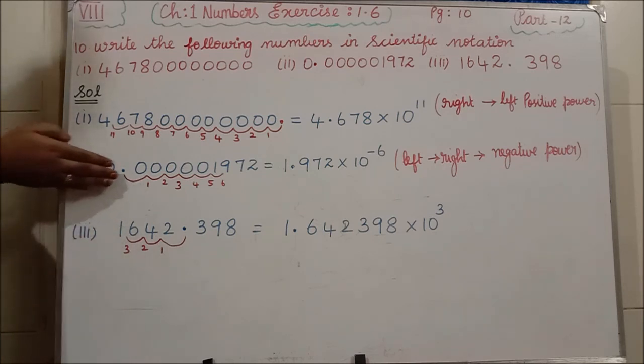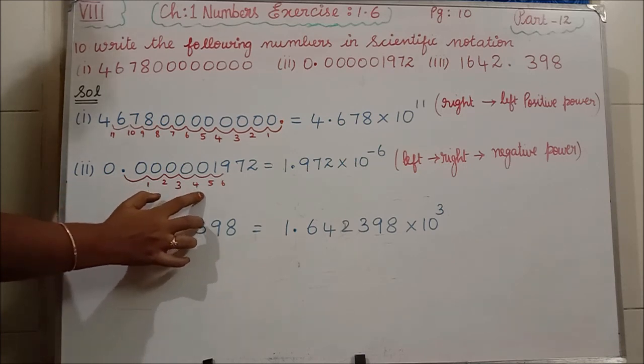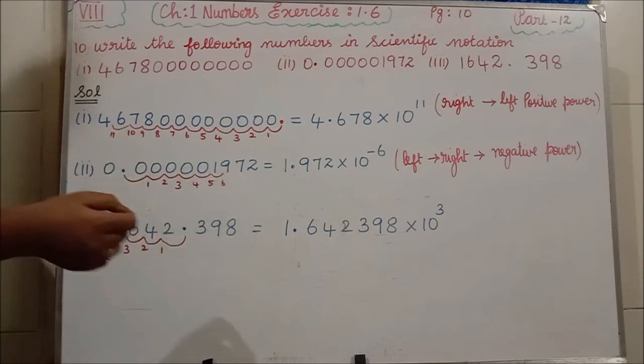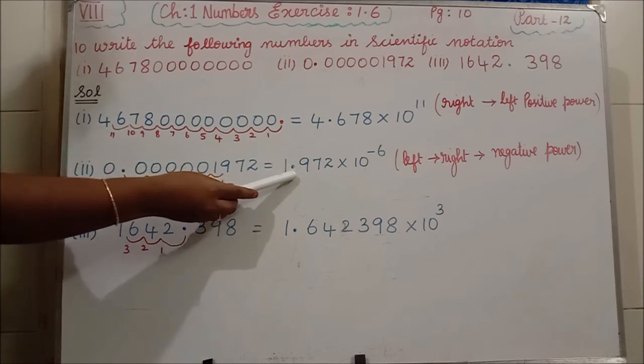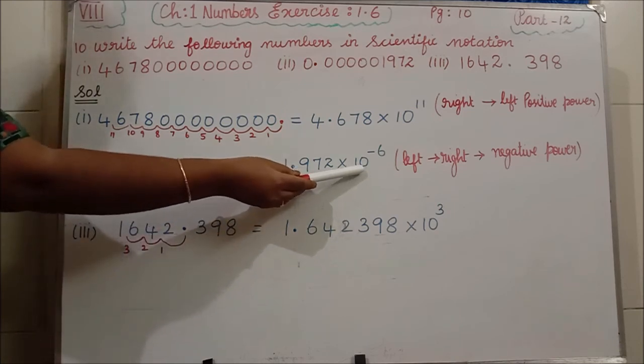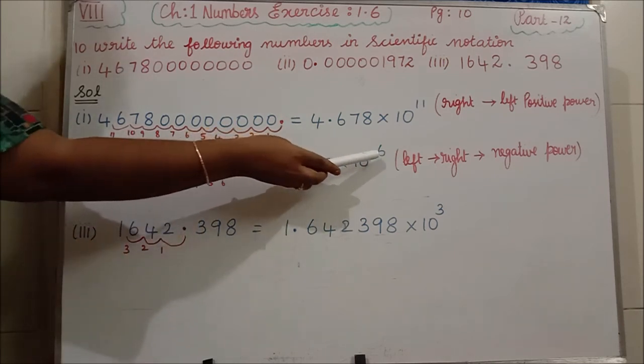Now, from left to right we are moving. Isn't it? Now we will count: 1, 2, 3, 4, 5, 6. Now this is the first non-zero number. After that number I am going to keep the decimal. See how I am writing: 1.972 into 10 power. How many places have I moved? I have moved 6. I am writing 6.